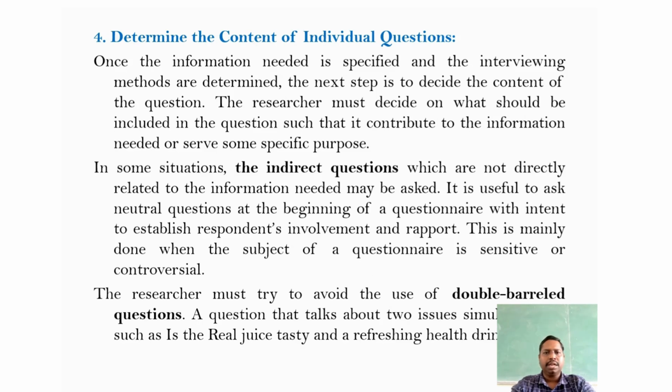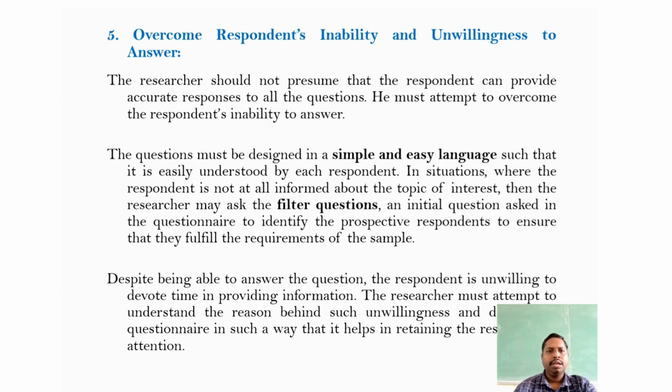Fourth one, determine the content of individual questions. Once the information needed is specified and the interview method is determined, the next step is to decide the content of a question. The researcher must decide on what should be included in the question such that it contributes to the information needed or serves some specific purpose. That may be indirect questions, that may be double-barreled questions.